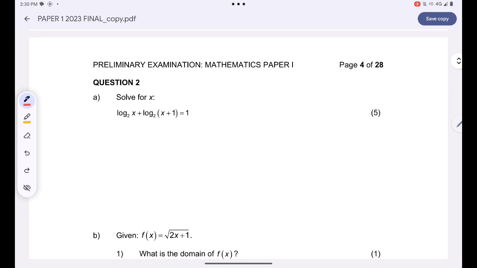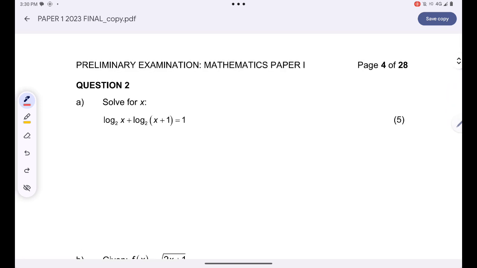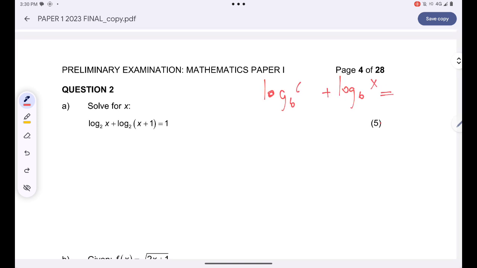Okay, I'm supposed to solve x. If ever you have log of a number plus log of a number, this can be written as the log of c multiplied by x, base b. If you're adding two logarithms that have the same base, you can simply make them into one logarithm by just multiplying the indexes.